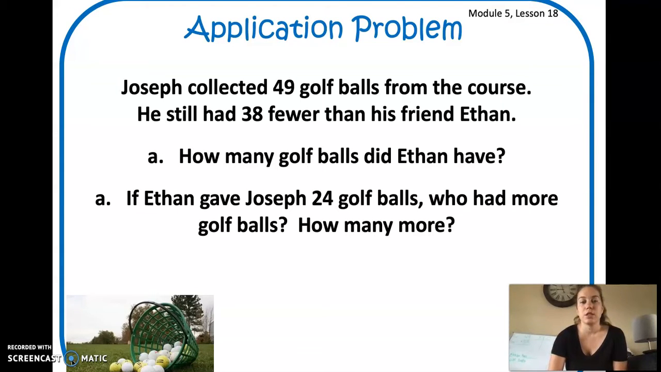Our application problem says Joseph collected 49 golf balls from the course. He still had 38 fewer than his friend Ethan. How many golf balls did Ethan have? And B says if Joseph gave 24 golf balls, who had more golf balls? How many more? So part A, Joseph has 49 balls, but that's still less than his friend. So his friend is 38 more than him, so you need to add that 38 to the 49. So we're going to get started on that.